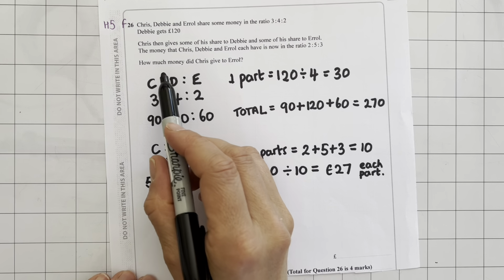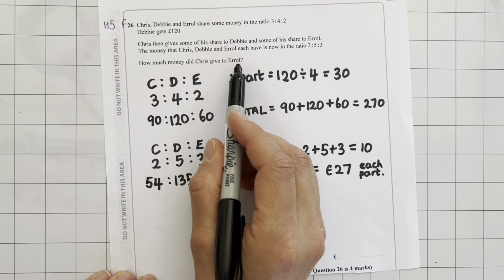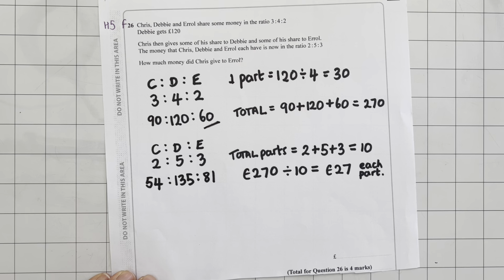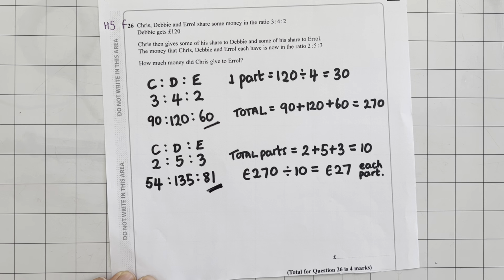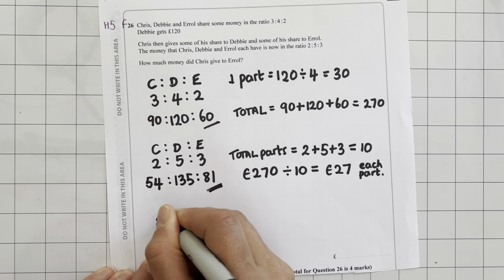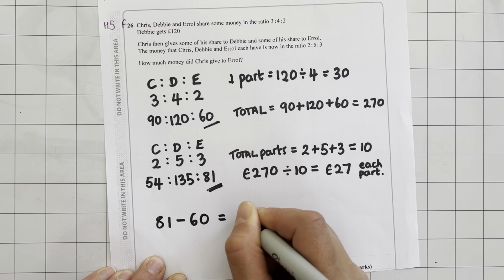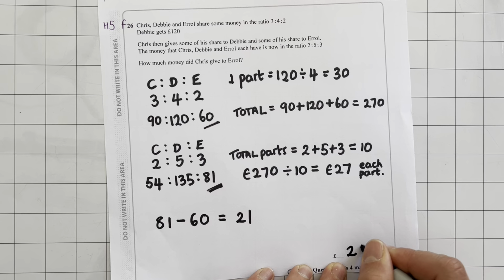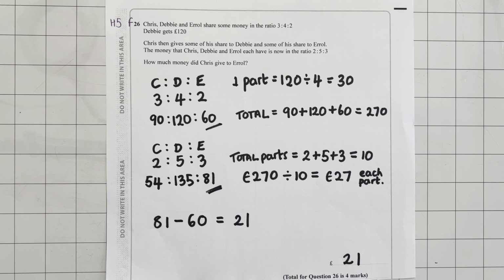We're asked how much money did Chris give to Errol? So we're looking at what's happened with Errol's share before and after. So we can see Errol's share went up to £81 from £60. So Chris gave Errol £21.